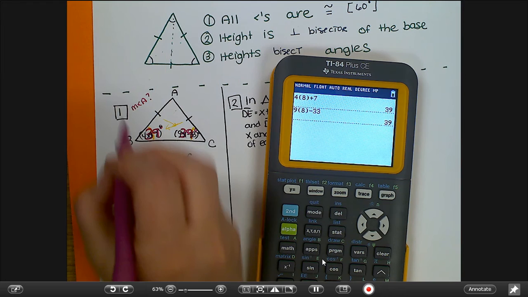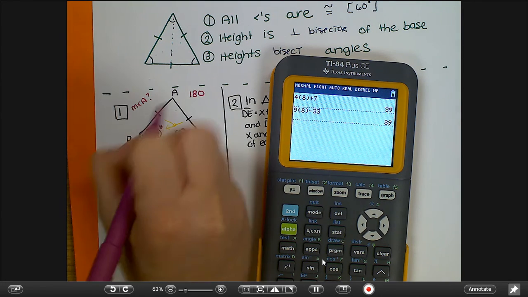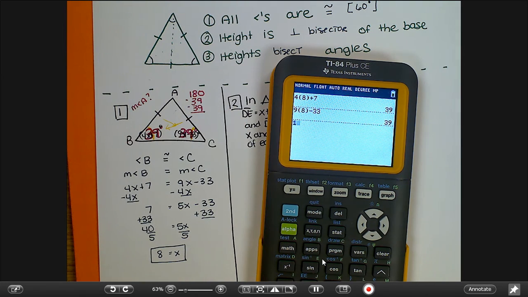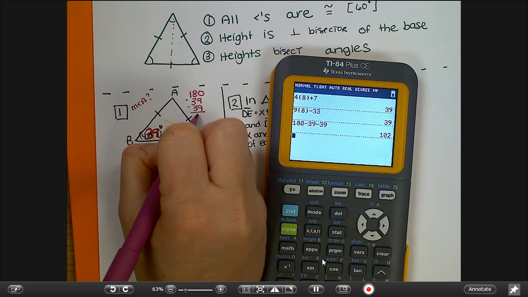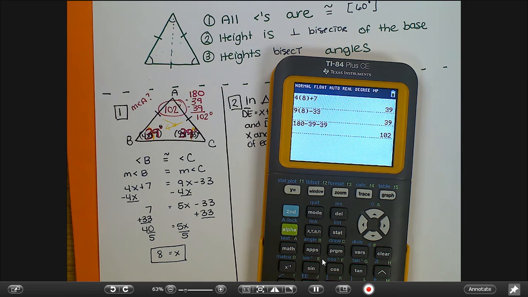Well, we know that the angles in a triangle add up to 180 degrees. And we have two 39-degree angles to subtract. So 180 minus 39 minus 39 is 102 degrees. So the measure of angle A is 102.